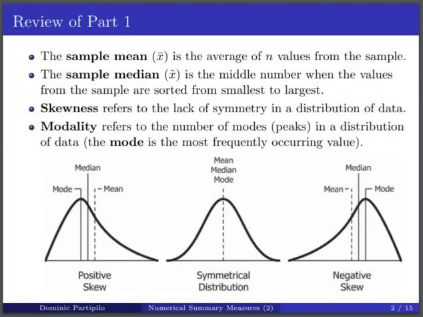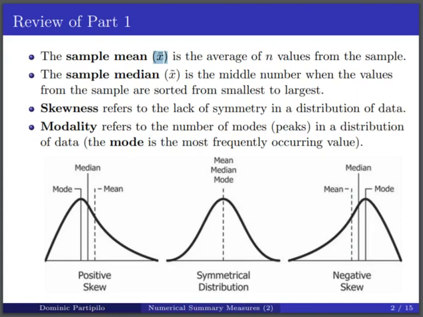So here's a review from part 1, just as a refresher. Remember the sample mean, which we denoted by x bar, is the average of n values from the sample. So remember we just added up all of our data values and then we divided by the number of data values that we had. And we came up with the average, or the sample mean.